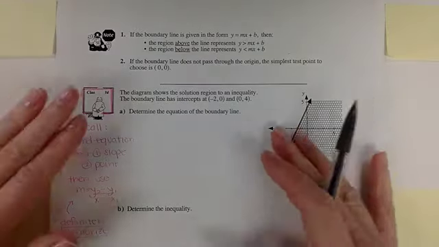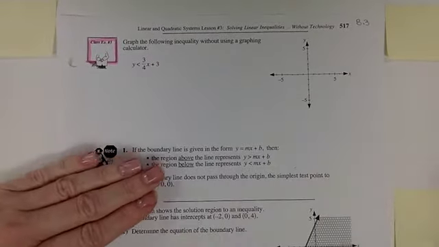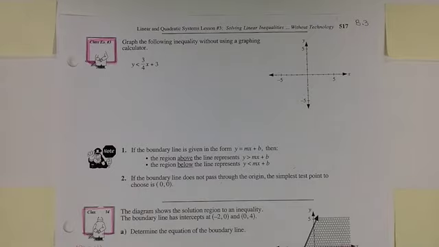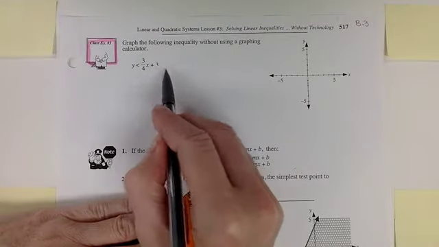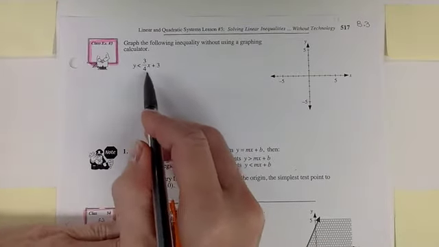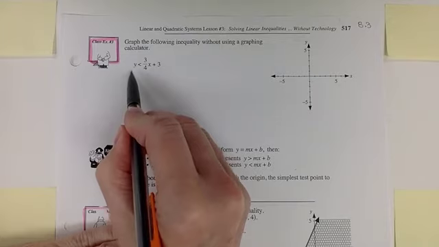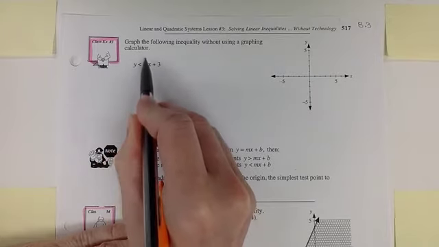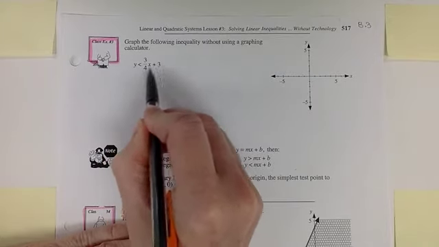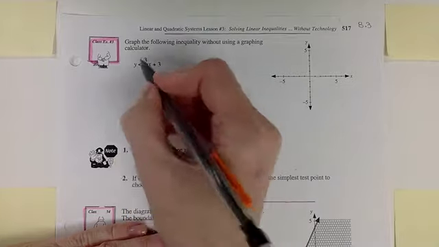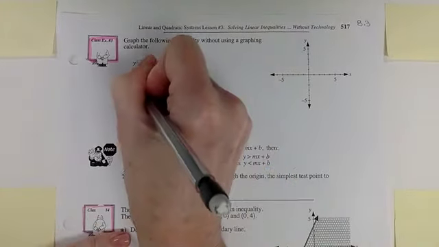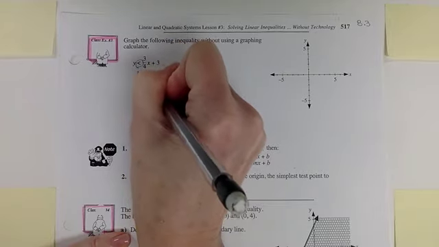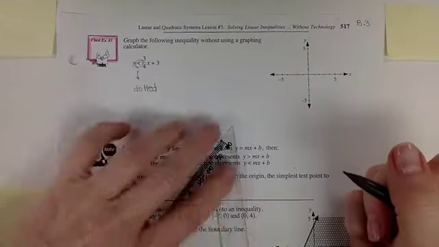Okay, example 3. Okay, pause the video. You can do this one without me. Okay, let's look. So they have done all the easy work, all the work part for us really, and now we can just graph. So y-intercept and slope, and this is going to mean that my line is going to be dotted.